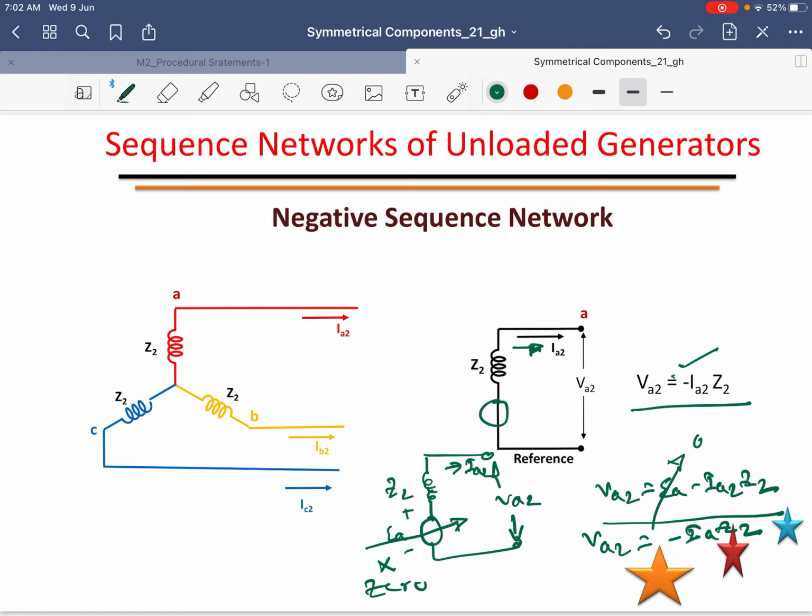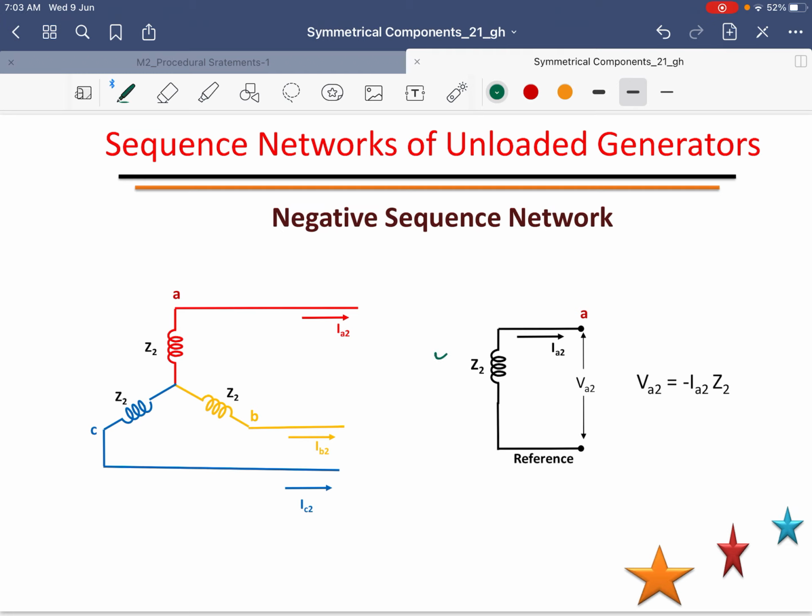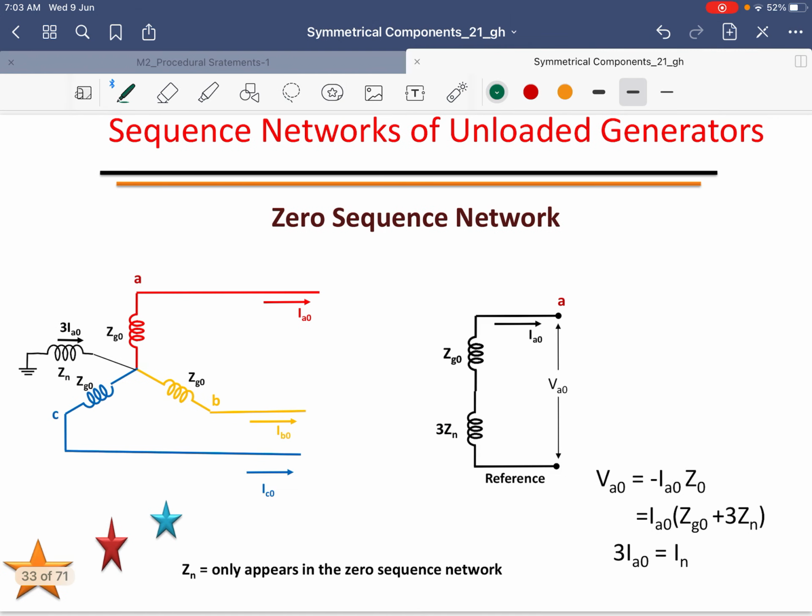You assume that there is a source here. In that case, VA2 is equal to EA minus IA2 Z2, but EA is not there. Therefore, only minus IA2 Z2 remains. Ultimately, in the negative sequence network, it is represented by a negative sequence impedance and a negative sequence current, and the relation between VA2, IA2 and Z2 is VA2 is equal to minus IA2 Z2. This is the negative sequence network.